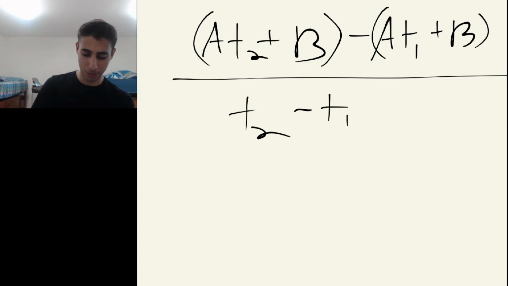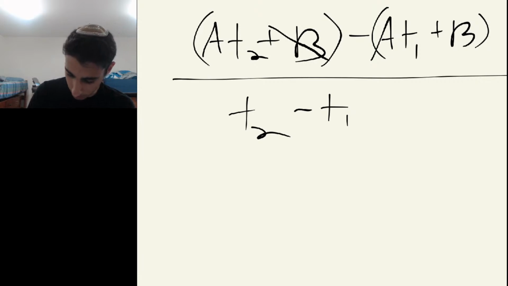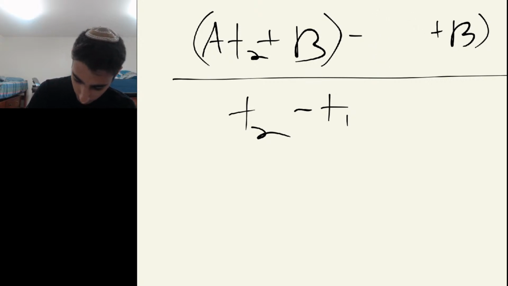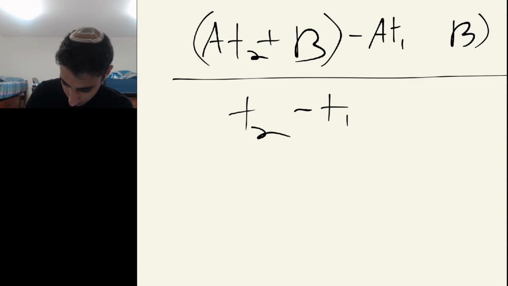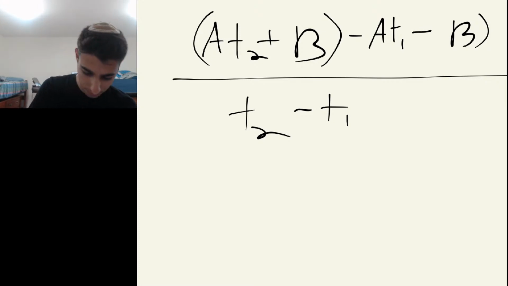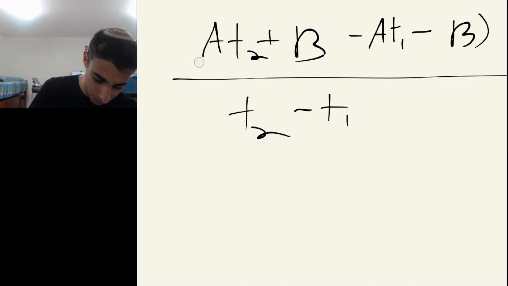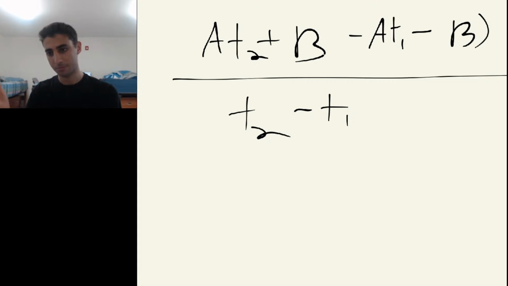Now the truth is we don't need the parentheses, so we can really just do whatever we want. So the b's will cancel. I'm sorry, no. Yeah, we'll distribute the negative over here, so minus a times t1 minus b. Now this should tell you something interesting: velocity doesn't care about your starting position. Your starting position would be shown with b, the y-intercept.